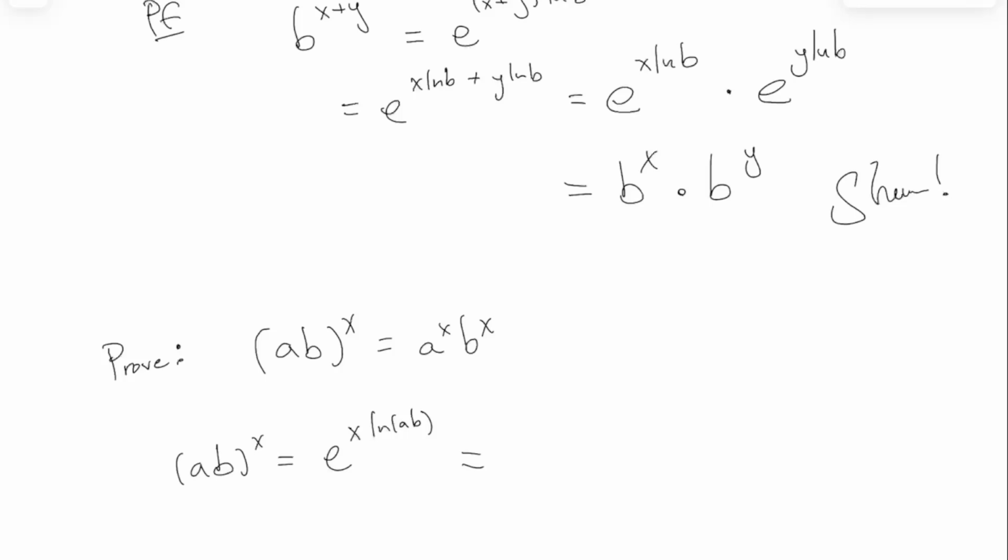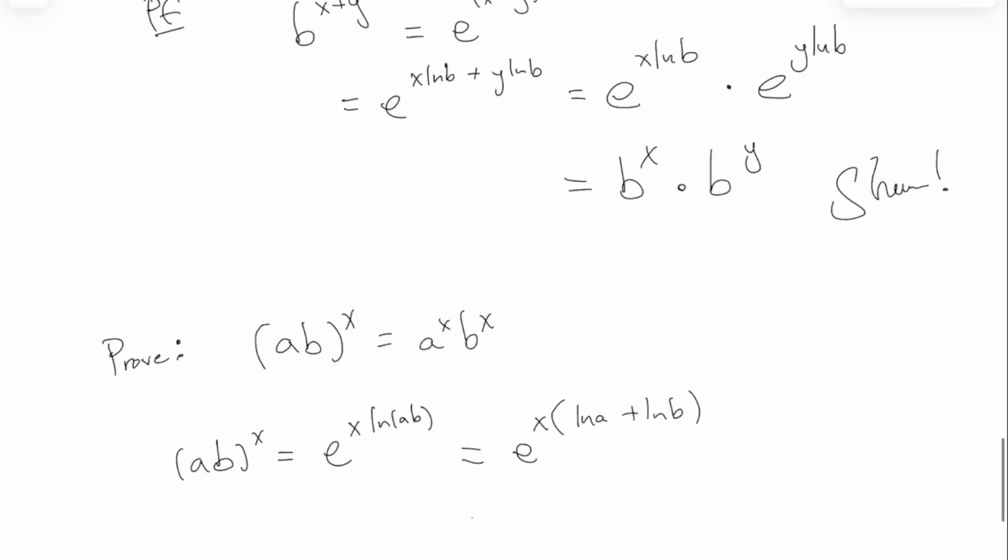Do you put the x on the outside and then have in parentheses ln a plus ln b? Yes, in the exponent. This is one of our properties of the log: ln of ab is the same as ln a plus ln b. Great, I hope that's what you did first. And then I think it makes sense to distribute. So e to the x ln a plus x ln b.